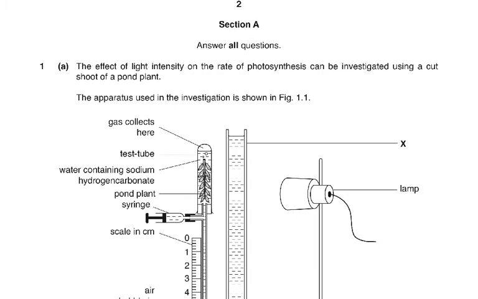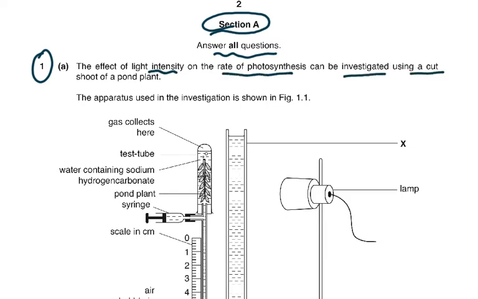Now let's start with the first question, which is, yes, section A. You know you have to answer all the questions. There's no choice here. Now in question 1, it says the effect of light intensity on the rate of photosynthesis can be investigated using a cut shoot of a pond plant. Now the apparatus used in the investigation is shown in figure 1.1.